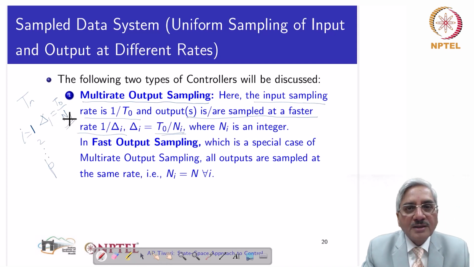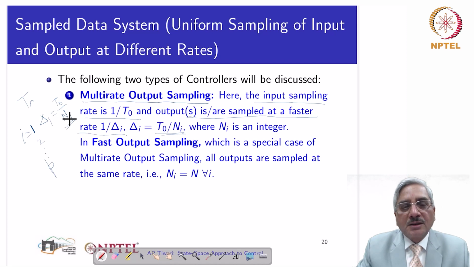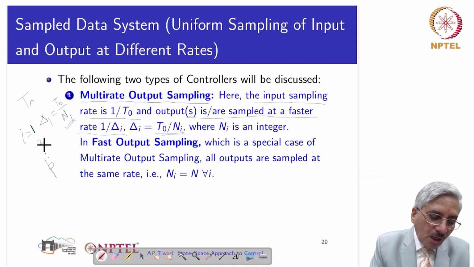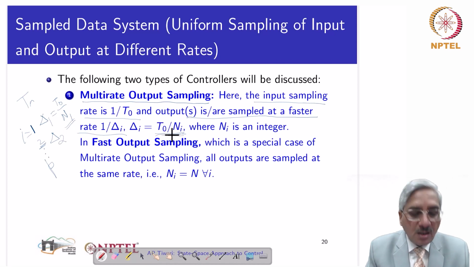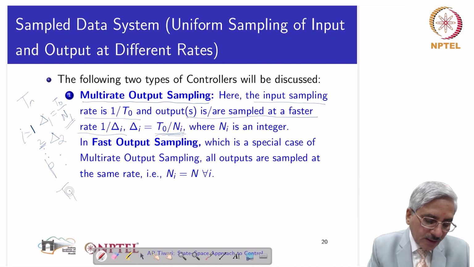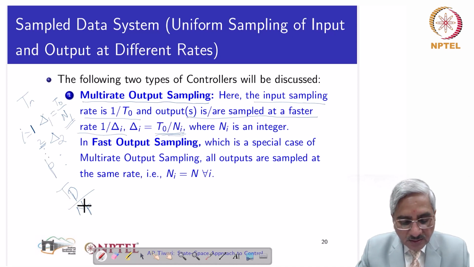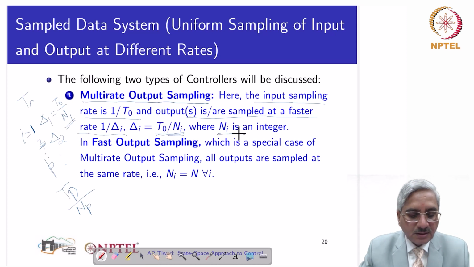We will see what can be the possible selections for n1 to achieve complete arbitrary pole assignment. The output 2 is sampled at period delta 2, which is t0 by n2, and so on. Output p is sampled at the period t0 by np. So n1, n2, etc. are the sampling factors, and of course they are integers.